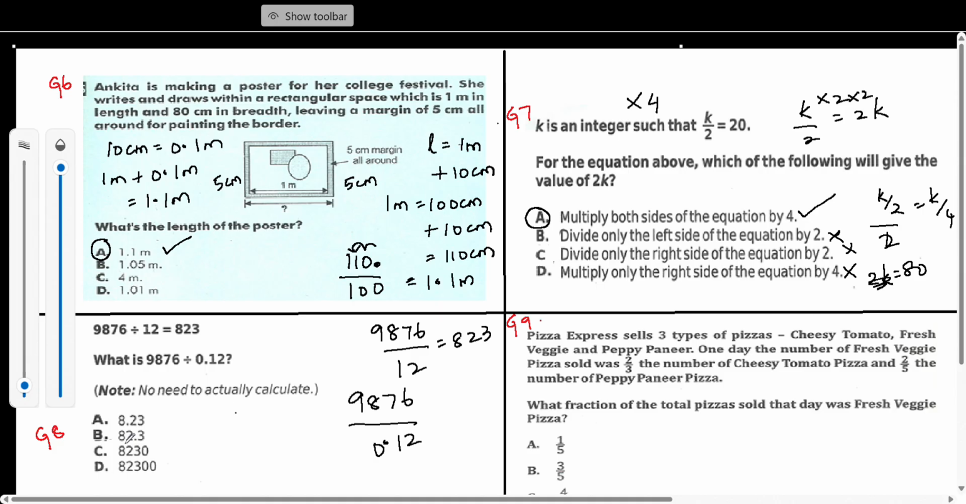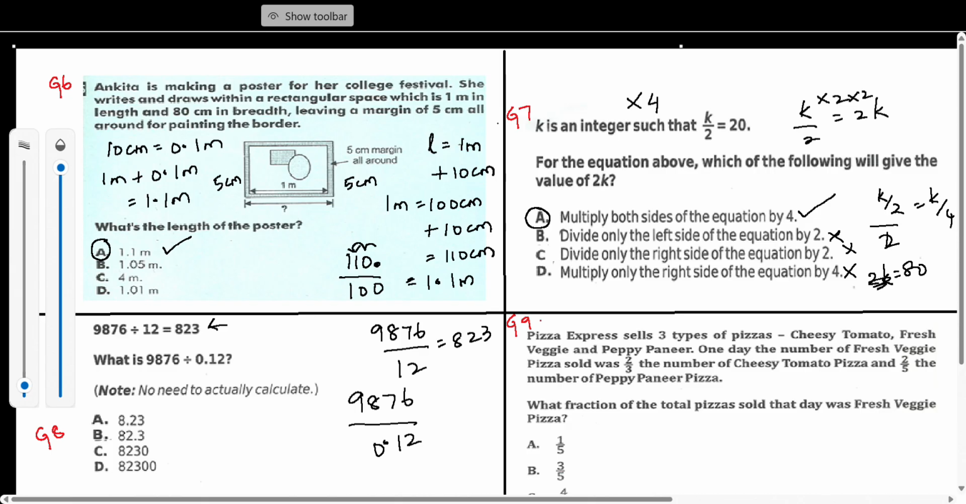Clearly, explicitly they are mentioning no need to actually calculate. What is the reason of this being given? Because you have to make use of this to arrive at the answer without actually having to calculate. Now, the only difference is that 12 has become 0.12.